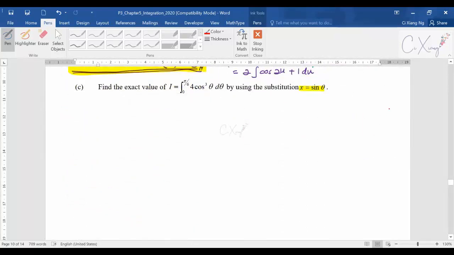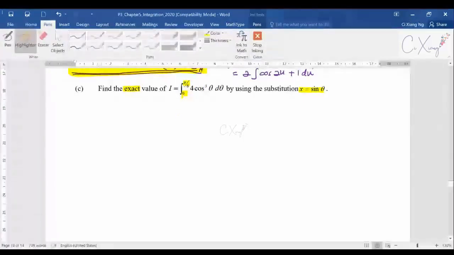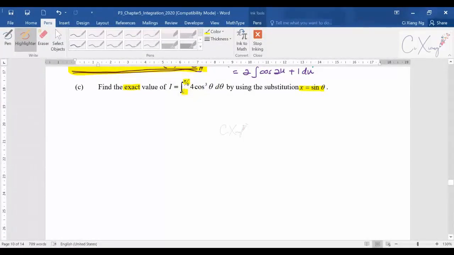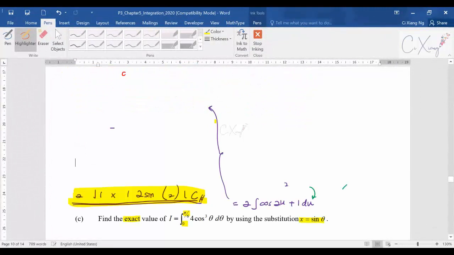For part number C, it is still integration using substitution, and the substitution here involves trigo again. What I want to emphasize here is that this is a definite integral, and they want you to give the exact value for your final answer. When you have a definite integral for the substitution method, these limit values you have to change as well.